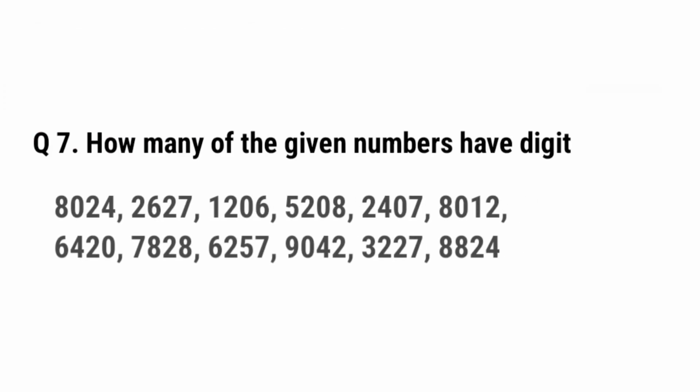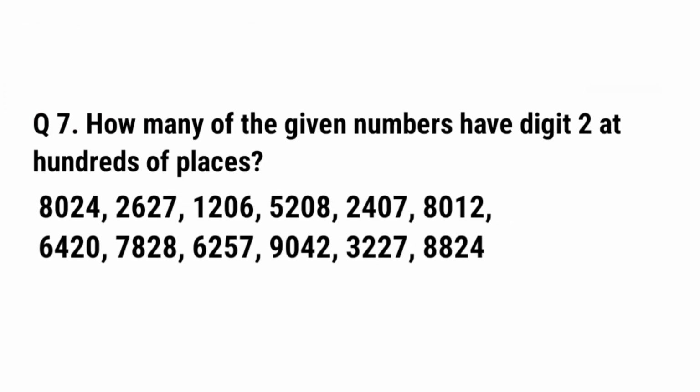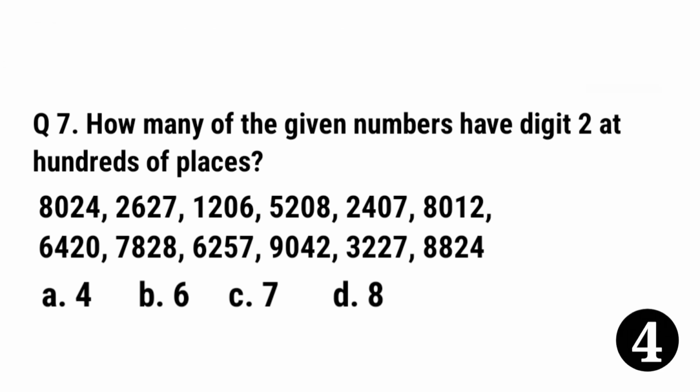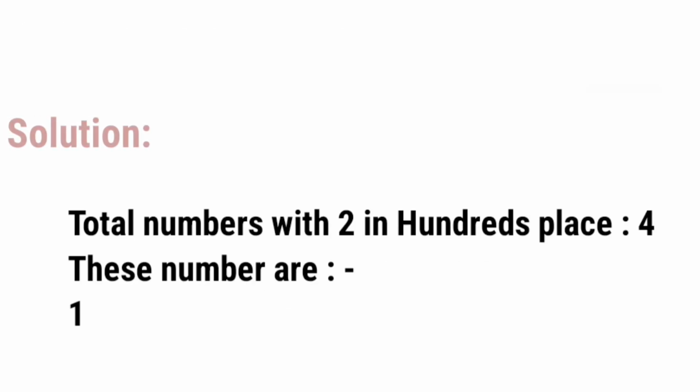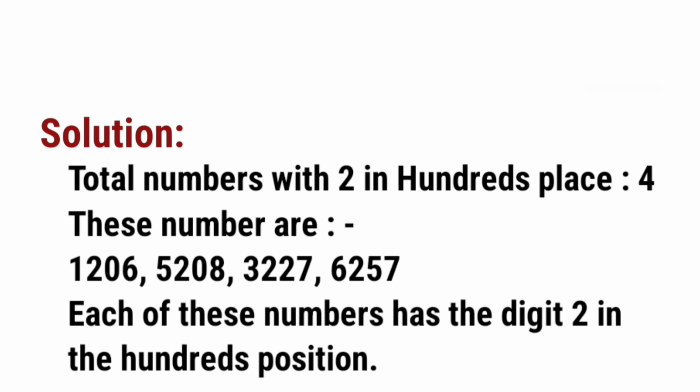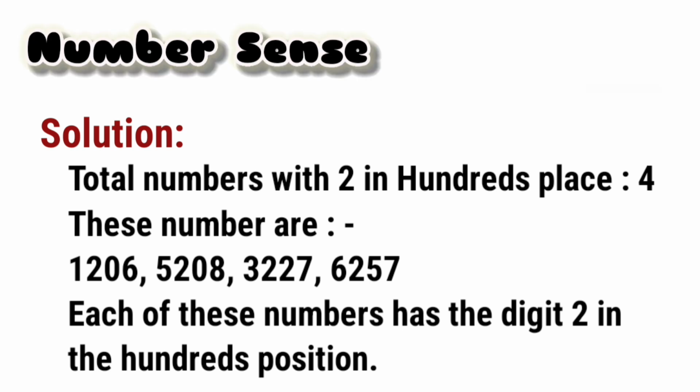How many of the given numbers have digit 2 at hundreds place? A 4, B 6, C 7, D 8. Answer option A 4. Total numbers with 2 in hundreds place are 4. These numbers are 1206, 5208, 3227 and 6257. Each of these numbers has the digit 2 in the hundreds position.